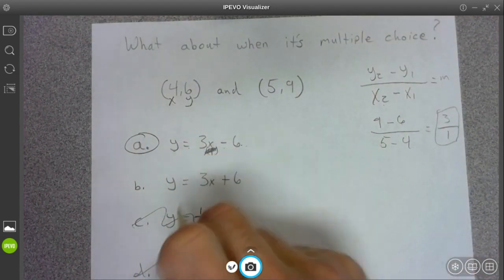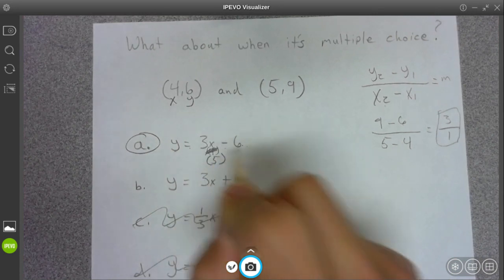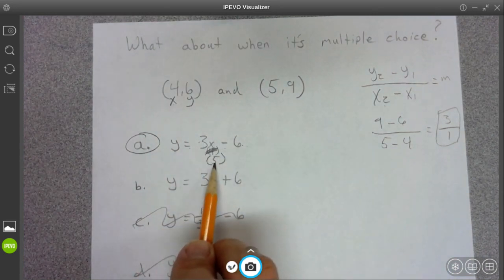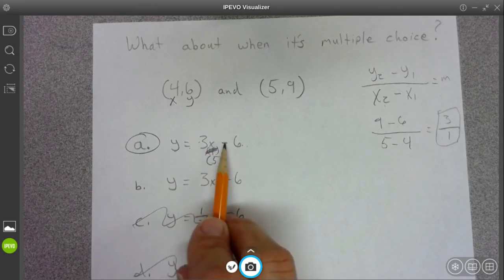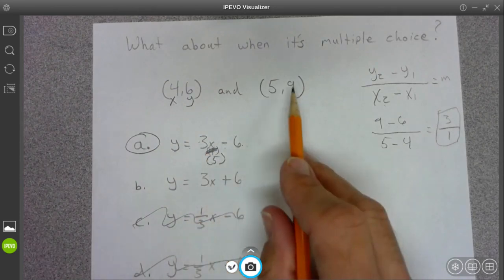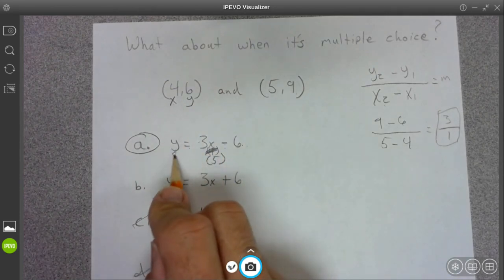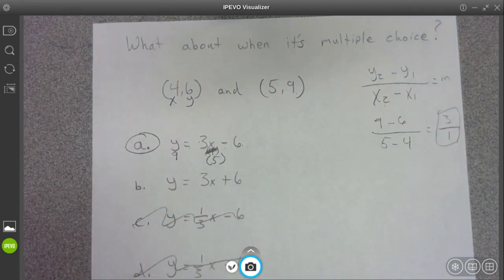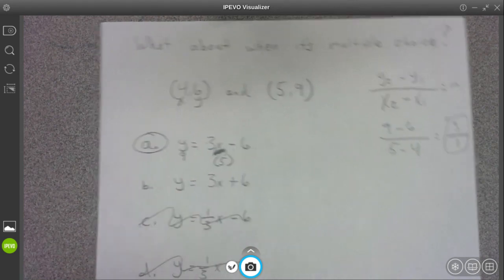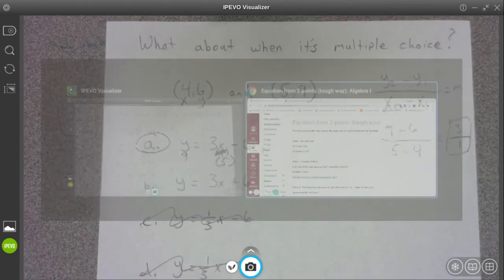Let's just do that real quick. If we plug in 5 for x, we get 3 times 5 is 15. And then 15 minus 6, well, that is 9. That's what we were plugging in for y. So A is the answer. If you were to plug it in for B, it would not equal each other. They would not balance. All right, more to come.